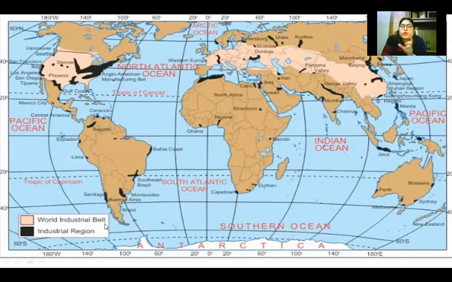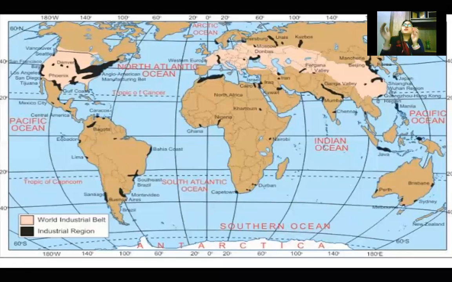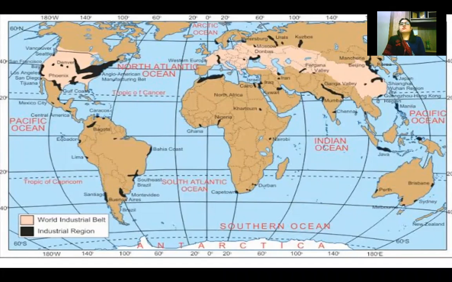Now what do you mean by belt? Region means a small area. Belt is a series of industries located in that area, which means it forms a belt. Otherwise, what is the meaning of belt? A belt is a long strap. In the same way, a world industrial belt means a long chain of industries in that area. It is larger than the region. Region is small, belt is a long stretch of area.